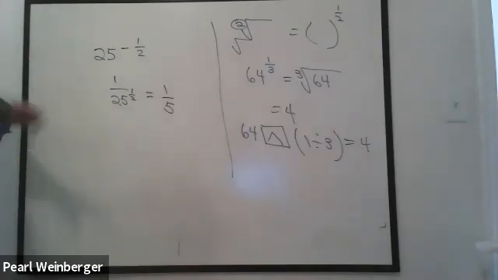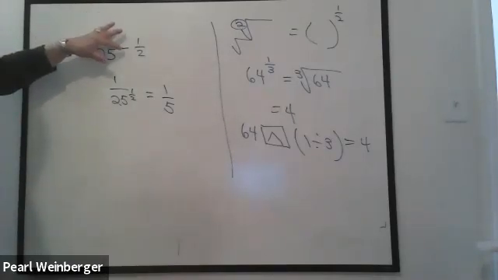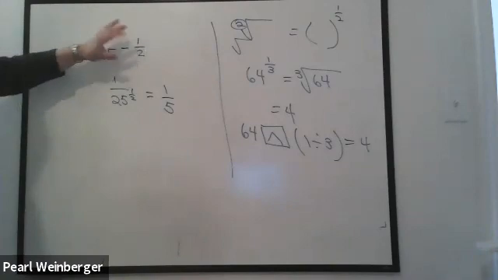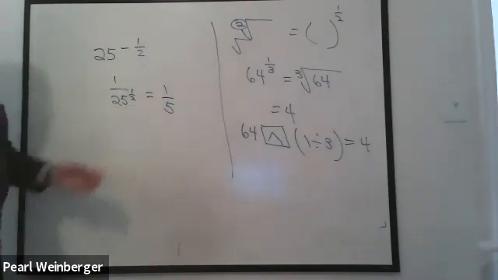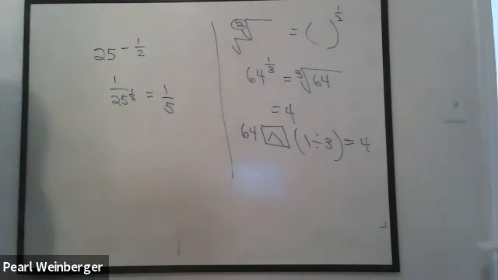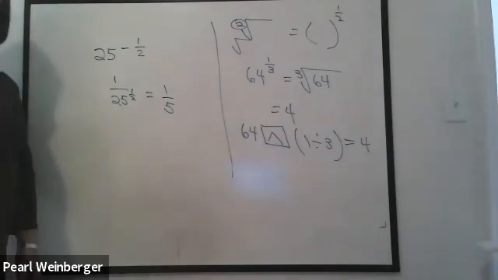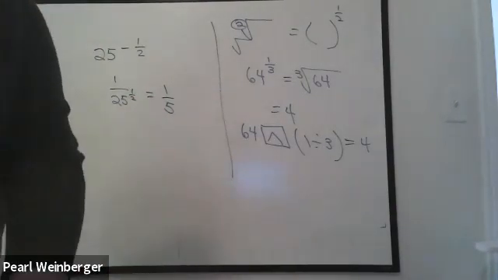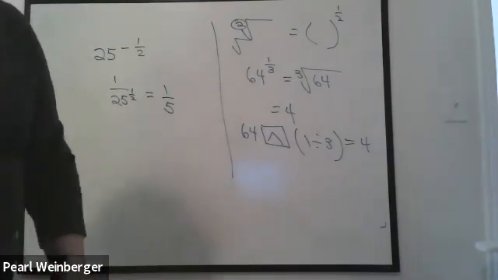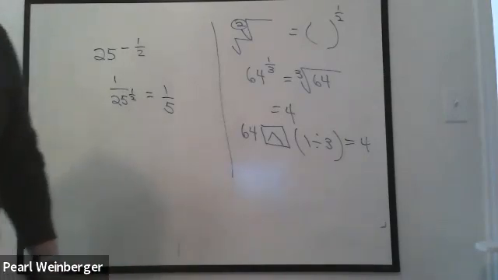If you would put 25 exponent negative 1 divided by 2 on your calculator, you would probably get an answer that says 0.2. In other words, when you do it on your calculator, it will give you a decimal answer rather than a fraction answer. So it's better when you see a negative exponent just to put 1 over it.